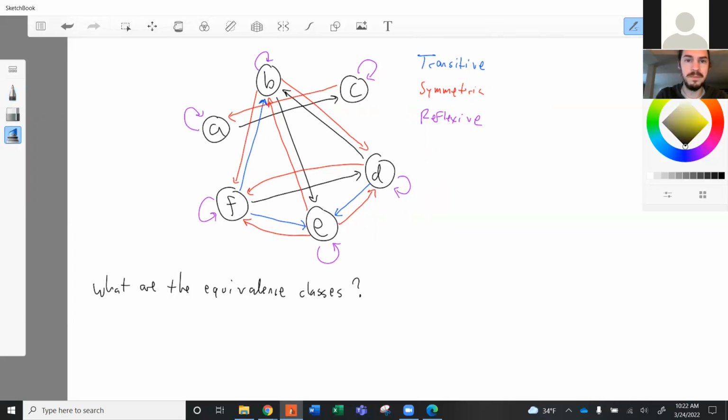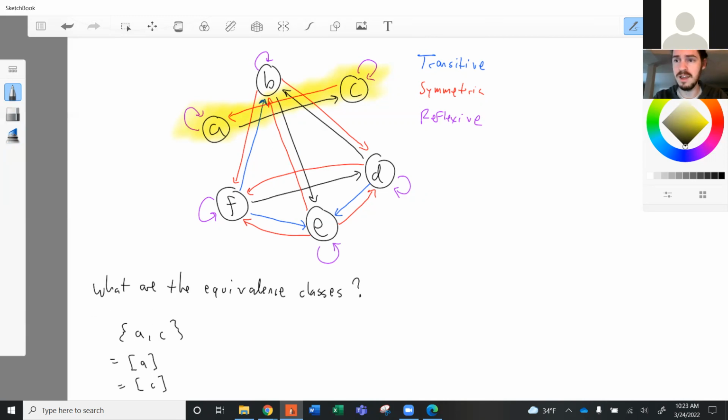So for example, A and C here together form a connected component, where A and C are connected to each other, but they're disconnected from the rest of the graph. There's no connections between A and C and the other elements, right? So A and C together form their own equivalence class, AC, like that. You could call this the equivalence class of A. You could also call it the equivalence class of C. Either one. Okay, so that's one equivalence class.